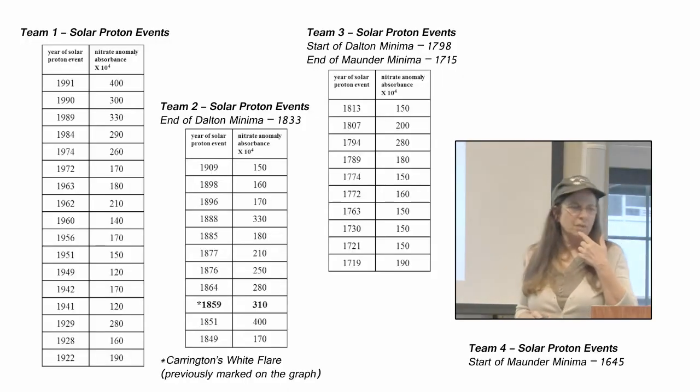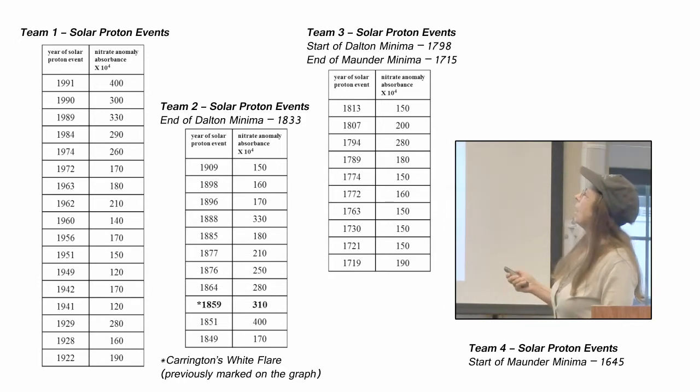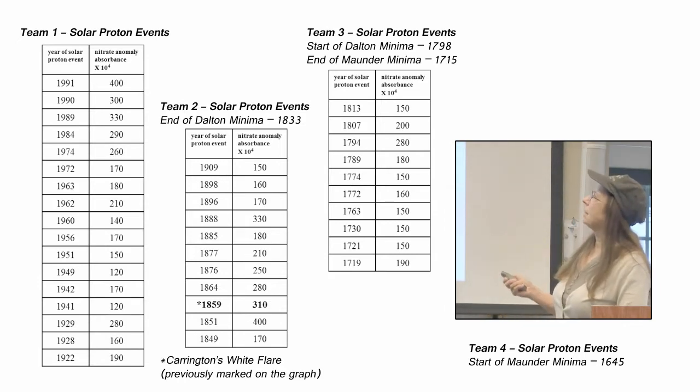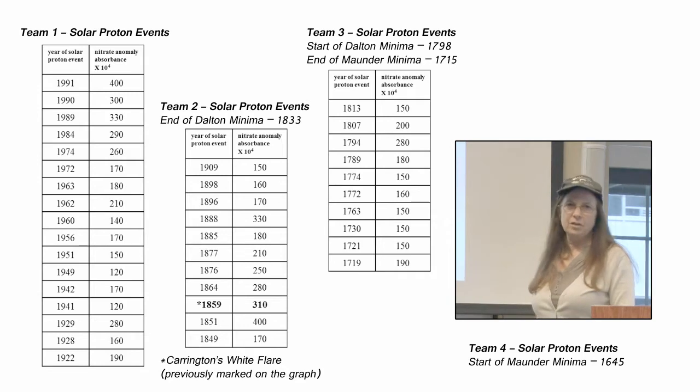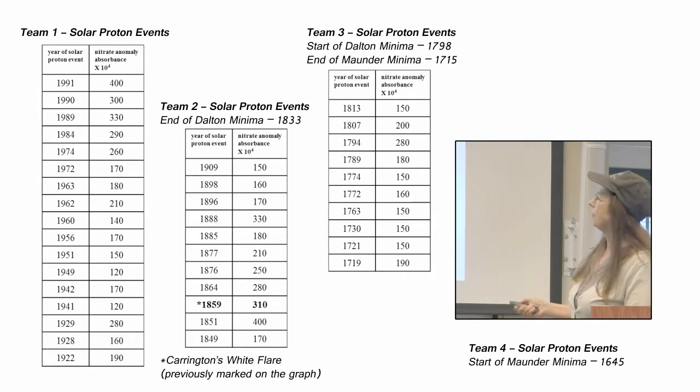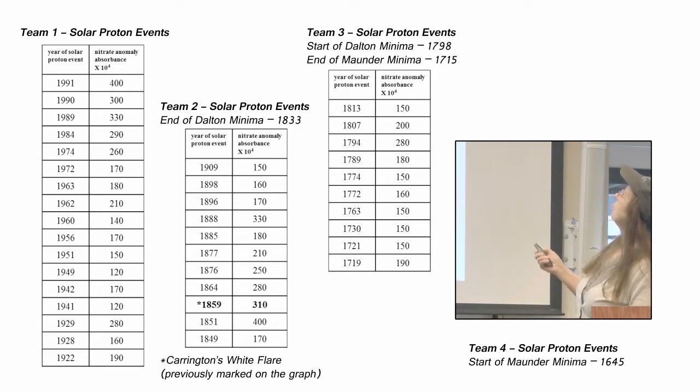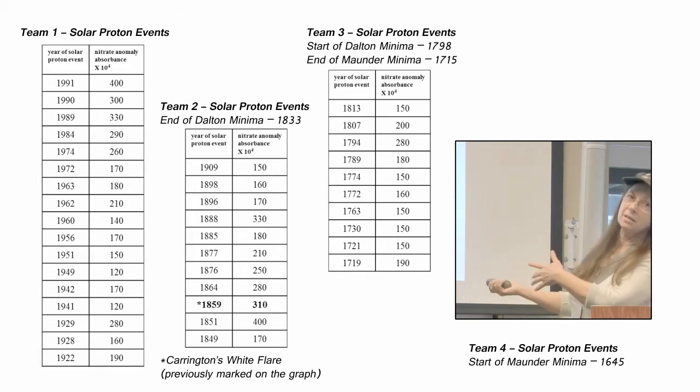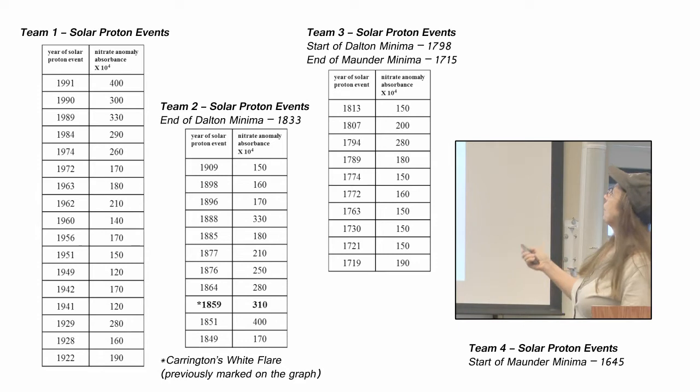So Team 1 will have a lot. That was when the sun was very active and producing a lot of solar proton events. Team 2, we have the end of the Dalton minimum in 1833, so there aren't as many there. And Team 3, this is the start of the Dalton minimum and the end of the Maunder minimum, so again, there are a lot of them right in there in between.